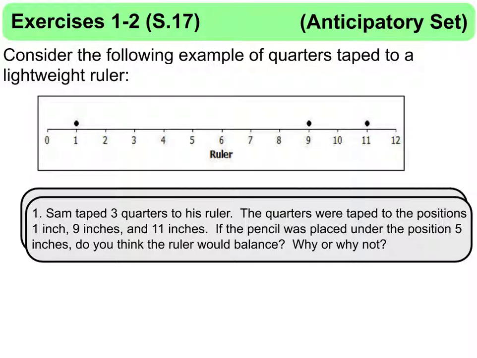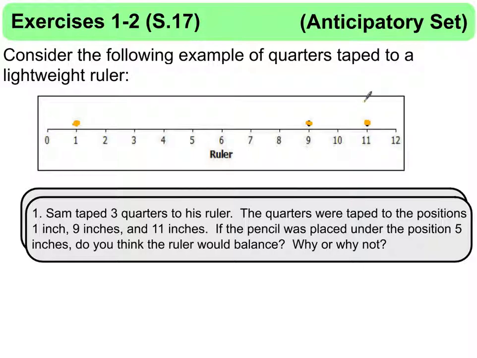In exercises 1 through 2, they give us the following example of quarters taped to a lightweight ruler. Number 1 says Sam taped 3 quarters to his ruler. We can see our 3 quarters located here at 1, here at 9, and here at 11. So the quarters were taped to these positions.